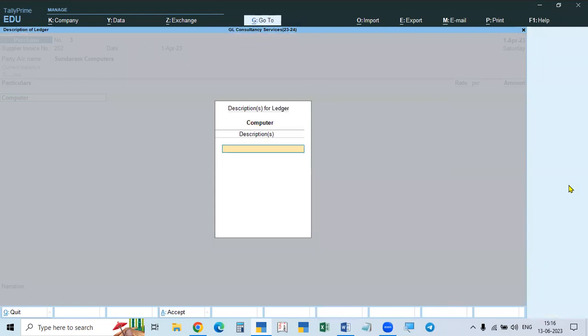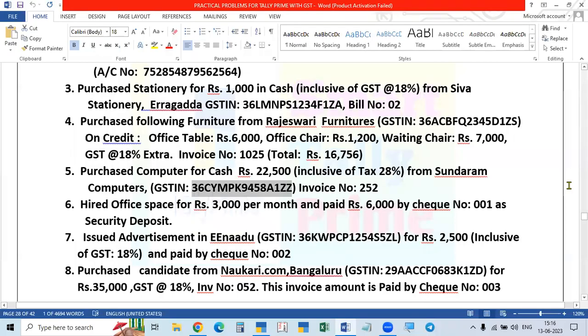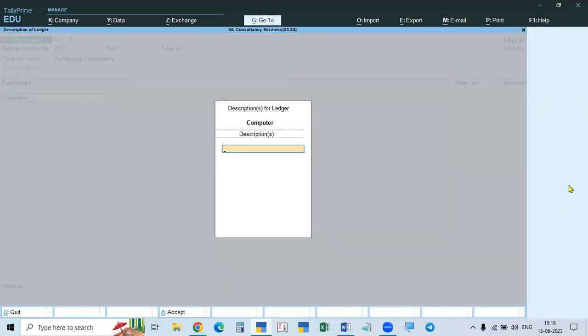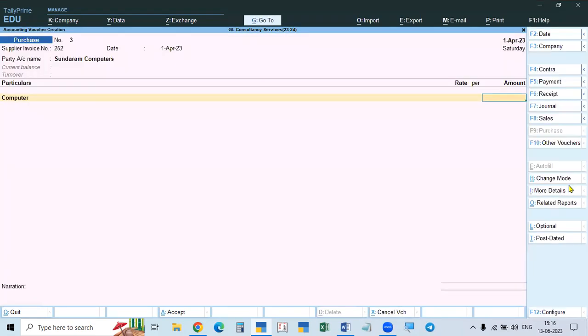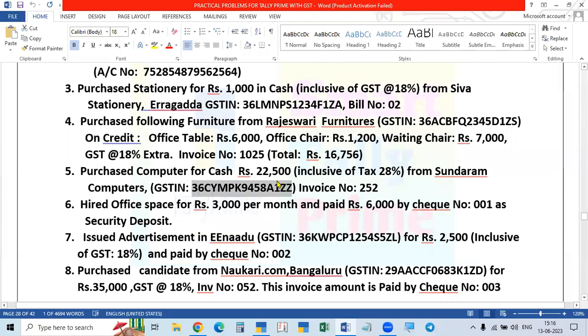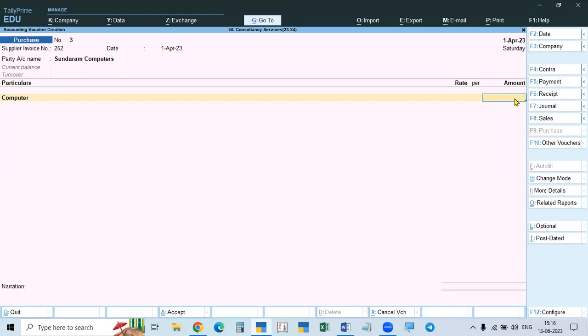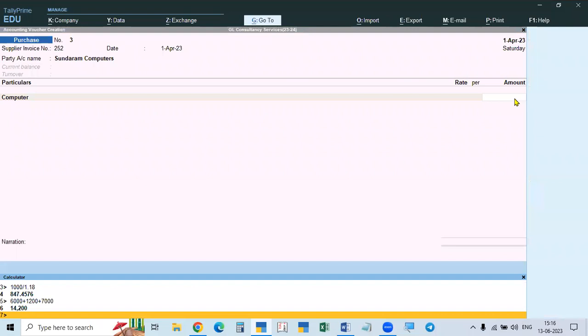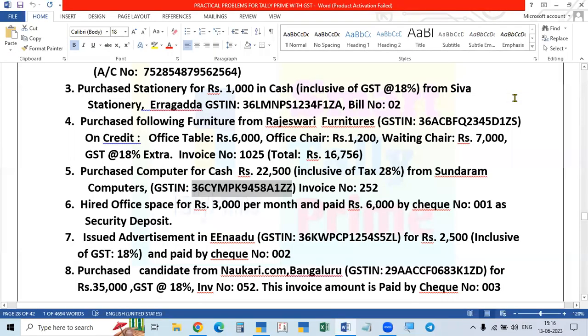And then here also you can give computer; the name is not there. Suppose if the name is there, like Dell computer, Dell laptop, like that. So over. And here also the rate is 22,500 rupees inclusive of tax. That's why what you have to do here: keep the cursor there, go to Alt C. So it is activated. 22,500.